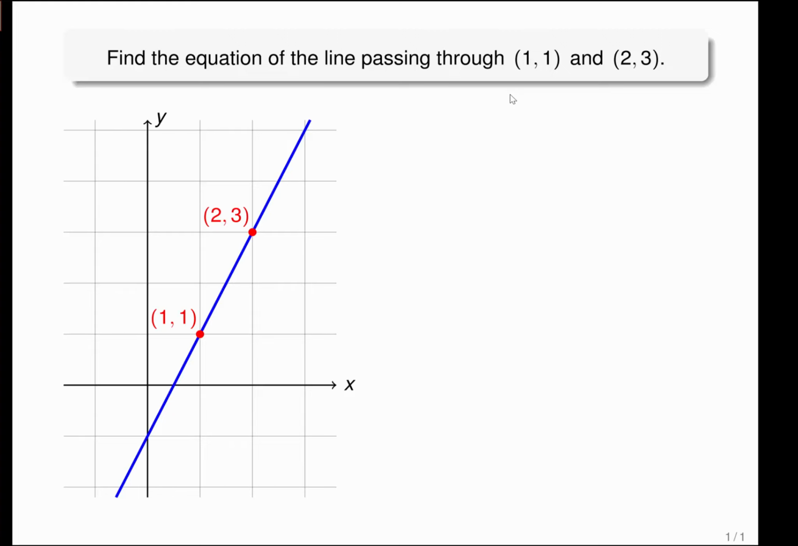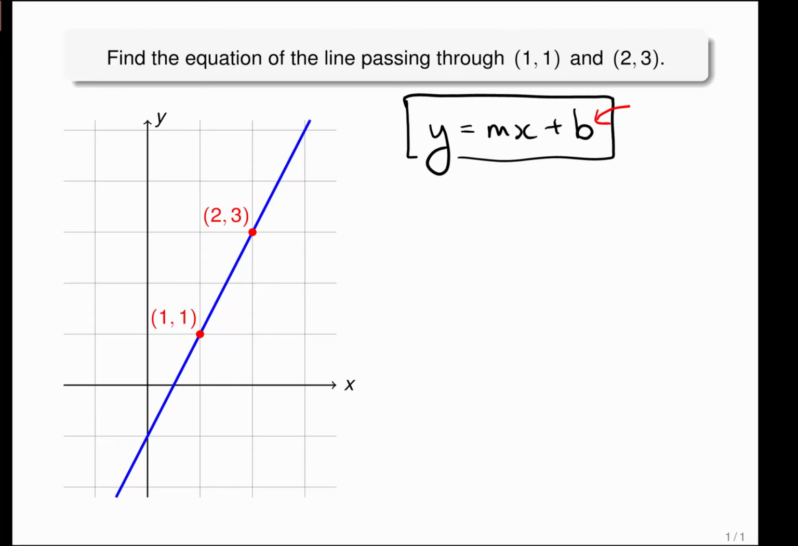Well, first and foremost, the equation of any straight line can be written in the form y equals mx plus b. Now, the constant b represents where the line cuts the y-axis. We call this the y-intercept. Here, we can see from our graph that this is -1.